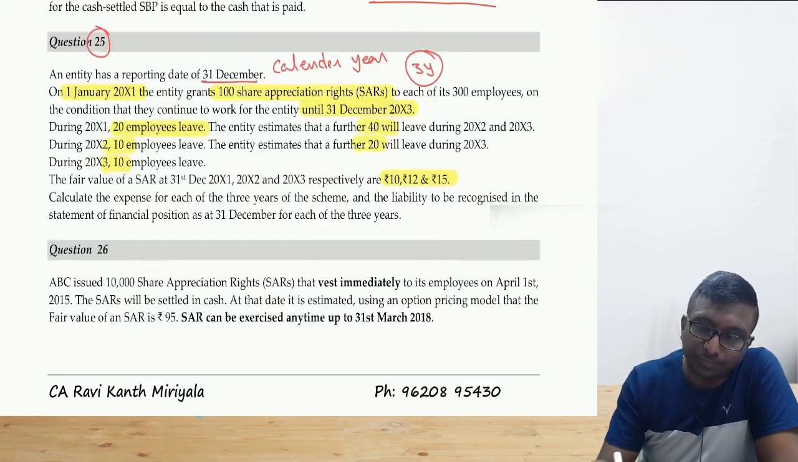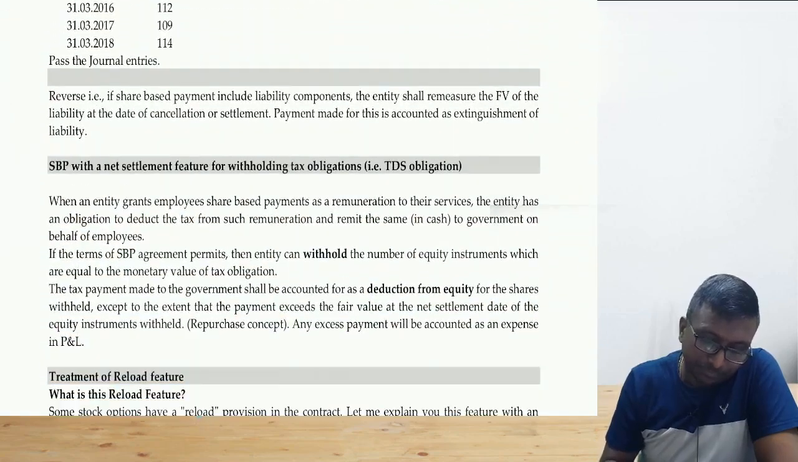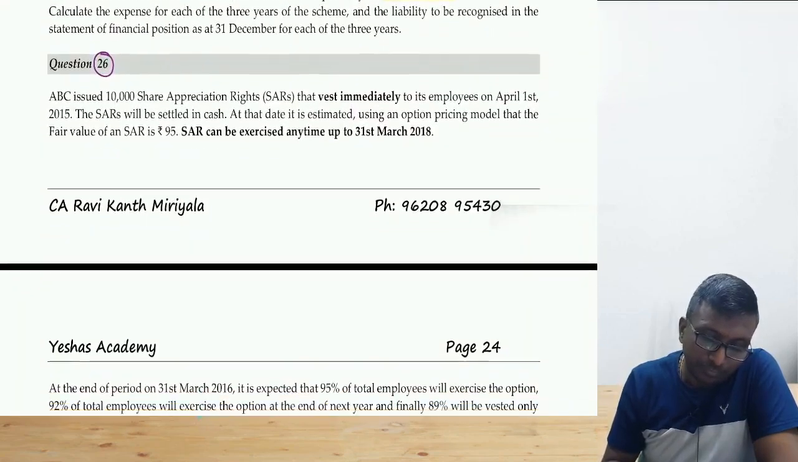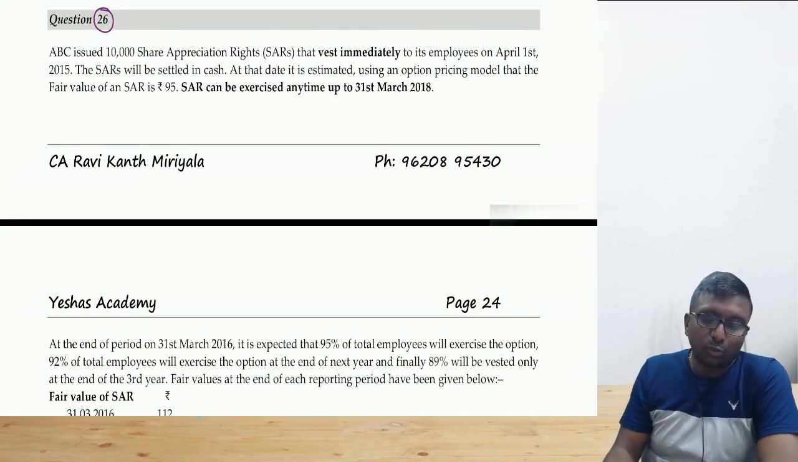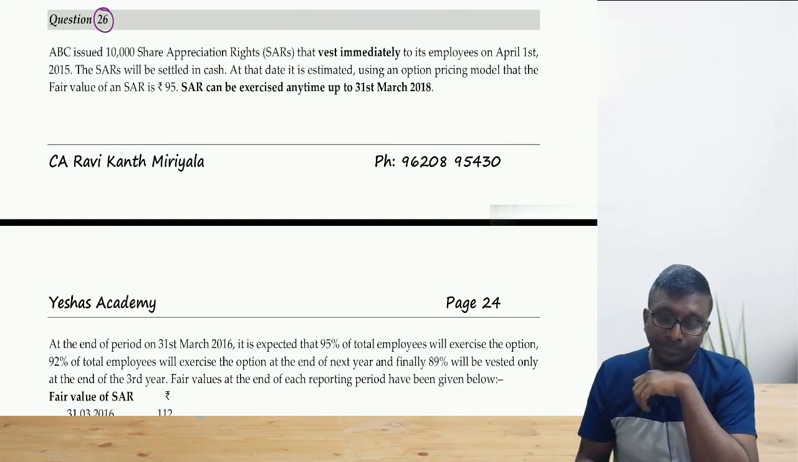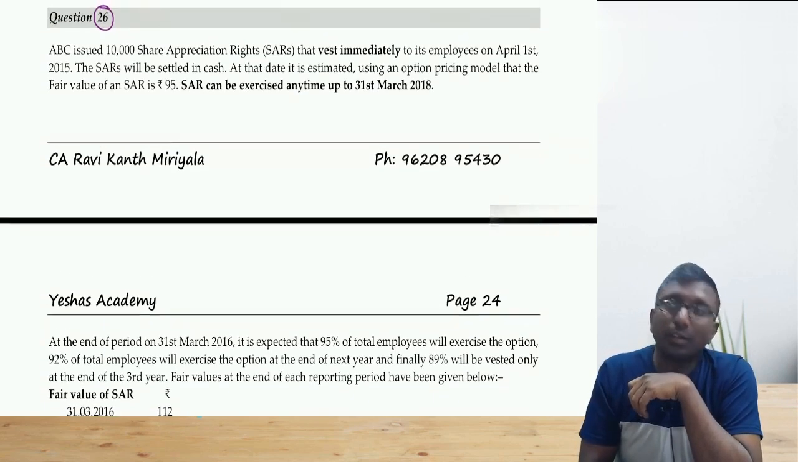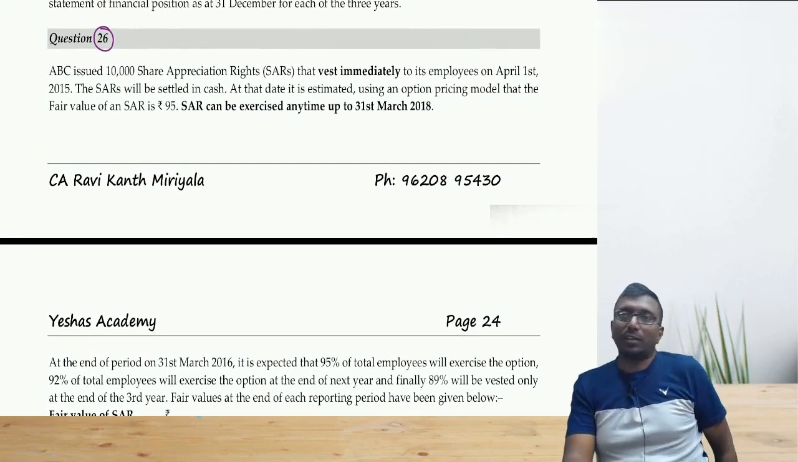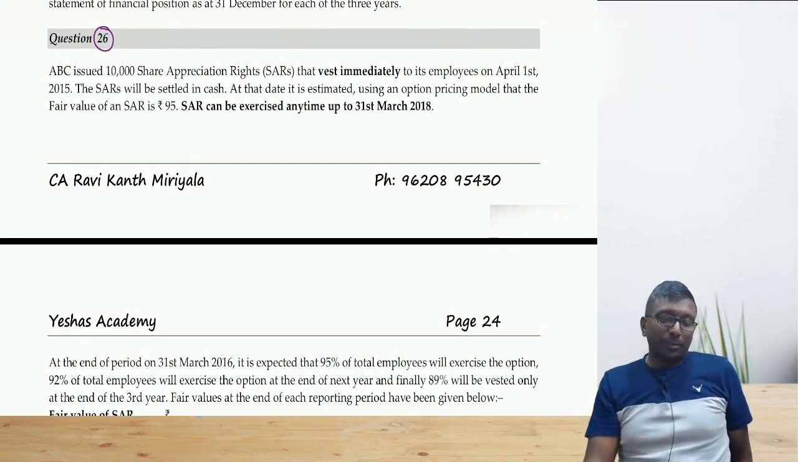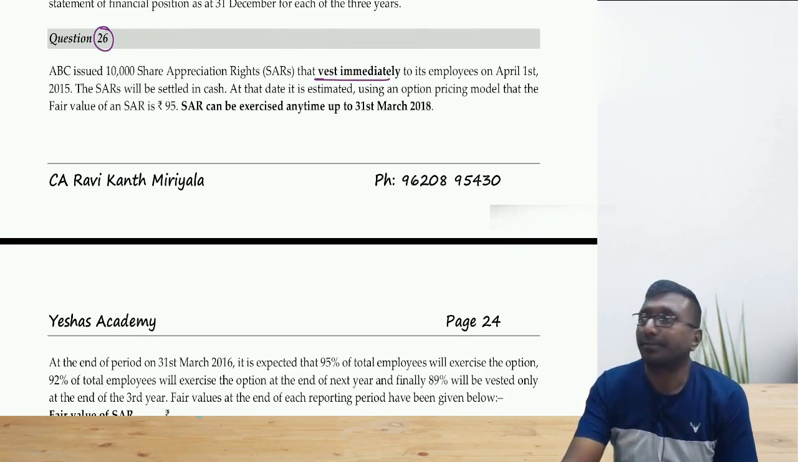Okay, next question. Question number 26. ABC issued 10,000 share appreciation rights that vest immediately to its employees on 1st April 2015.